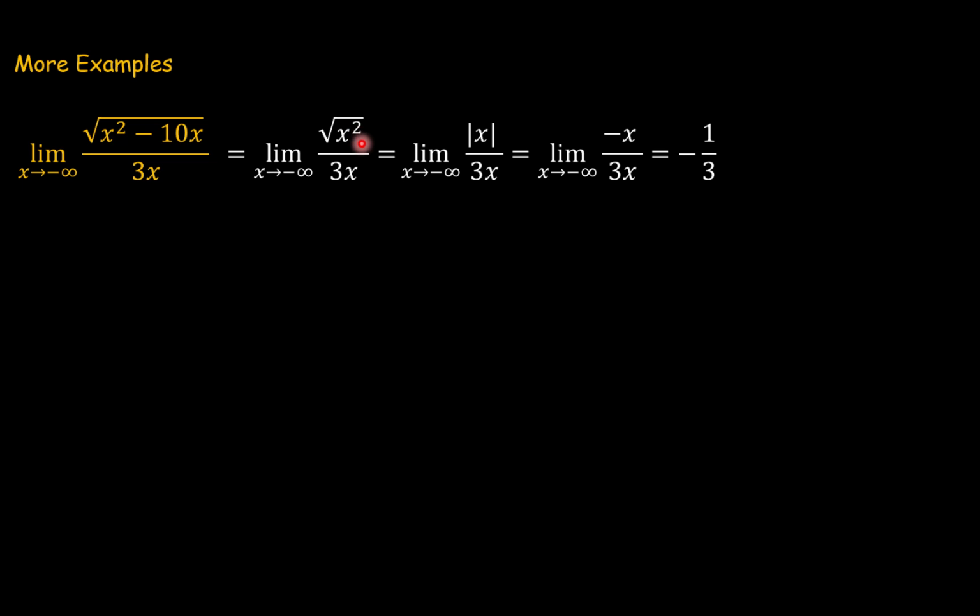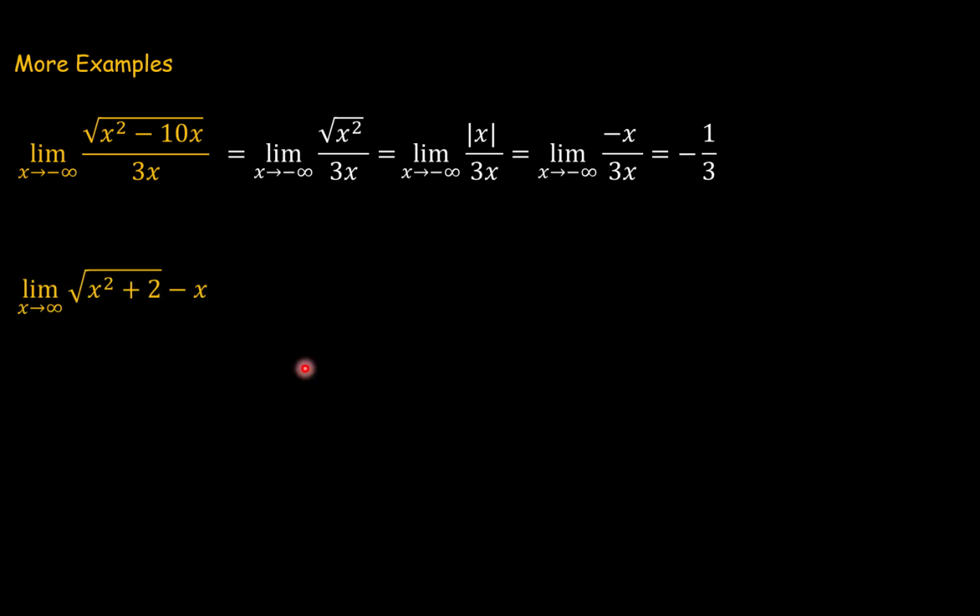And then this is just equal to the absolute value of x. Now, because x is approaching negative infinity, the absolute value of x is actually equal to negative x. Okay. Now, if you cancel out the x here, then this becomes just minus 1/3. So the limit is minus 1/3. Okay.